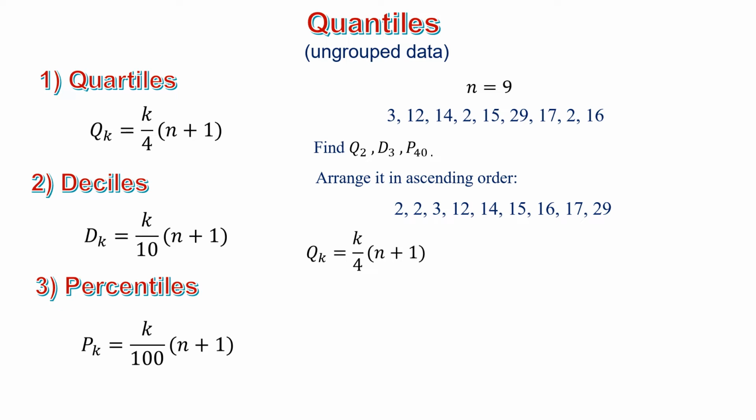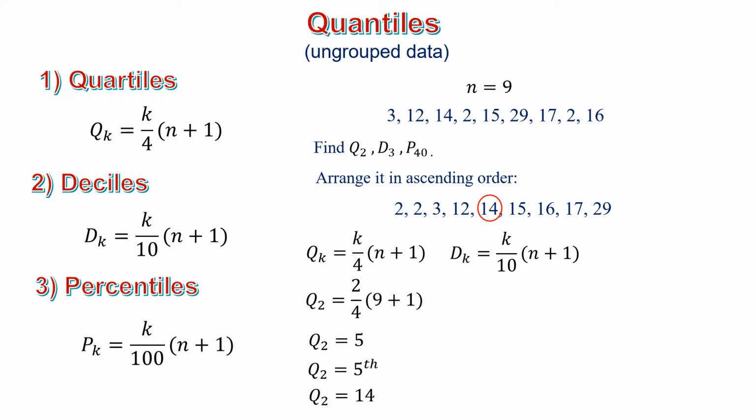Then, for the formula for Q sub k, we are going to substitute the values. So k would be equal to 2 because we are solving for Q2, and n would be equal to 9. So we have 2 over 4 times 9 plus 1, which is equal to 5. This means that Q2 is the fifth number. From our numerical values, which is the fifth number? Correct, it is equal to 14. So therefore, Q2 is equal to 14.